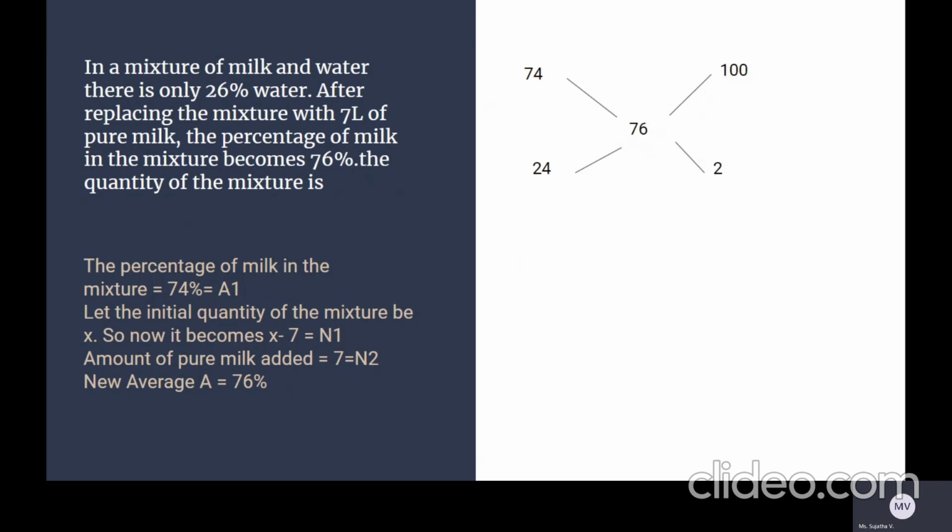And you know what is N1? N1 is X minus 7 and N2 is 7, and 24 by 2 will be equal to N1 by N2. So take a look at this one. N1 by N2 is equal to 24 by 2, right? So this is how it has to be done. So you get the value of X. Your question is, what is the quantity of mixture? What was the quantity of mixture? Okay, so it was 91 liters, from which 7 liters was removed.